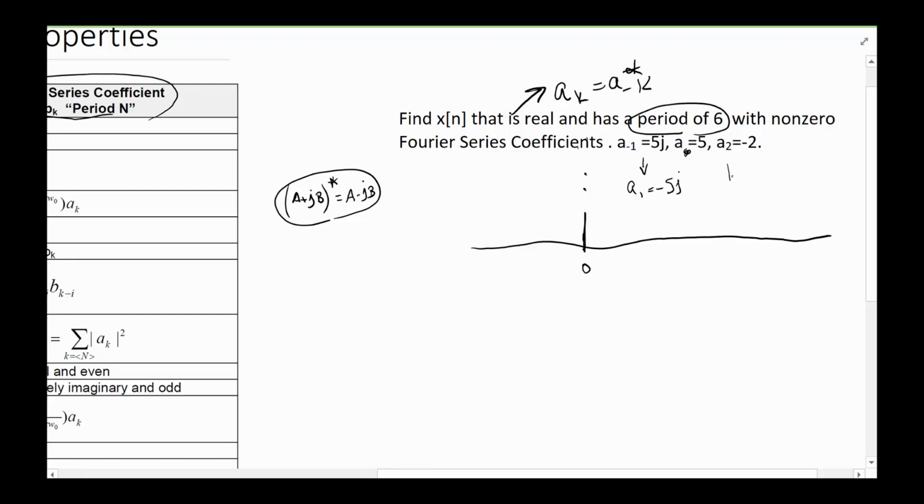A of 2 says we have an A of minus 2 that is equal to minus 2. Its conjugate, but since there's no j, it's not a conjugate. So actually, let's backtrack. Since I already have A of 1 and minus 1, that means I know A of 0 is 5. I know A of 1 is minus 5j, so I should probably draw it the right way.